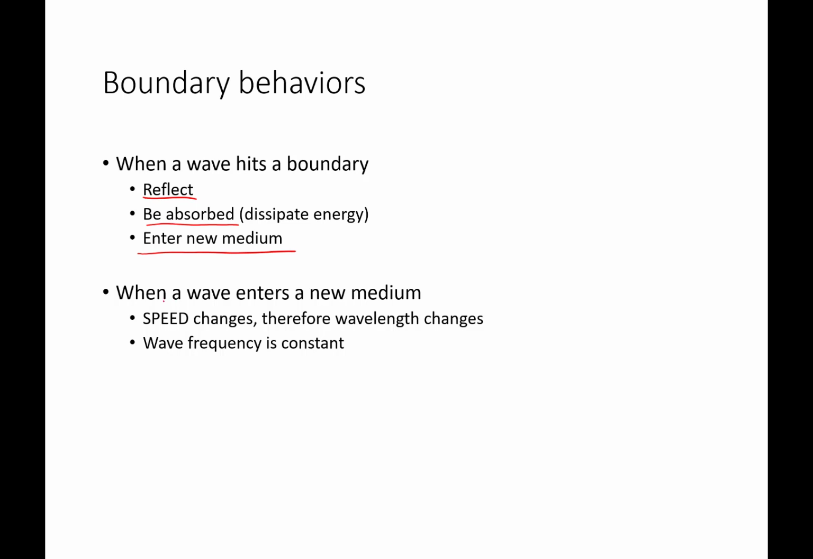Now, when a wave enters a new medium, we know that the wave's speed depends on the medium. So if it enters a new medium, the speed changes. But since the frequency is constant, since the particles at the boundary are vibrating at one frequency for both media, then by v equals lambda f, if our frequency is constant and our speed changes, then our wavelength also has to change. So when our wave enters a new medium, that speed changes and we get some interesting effects.